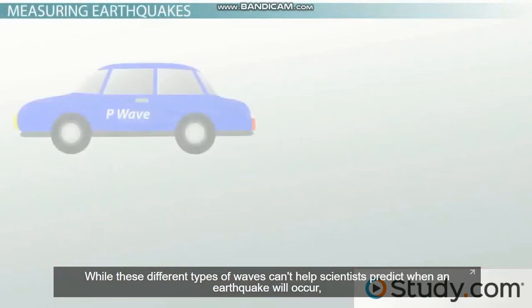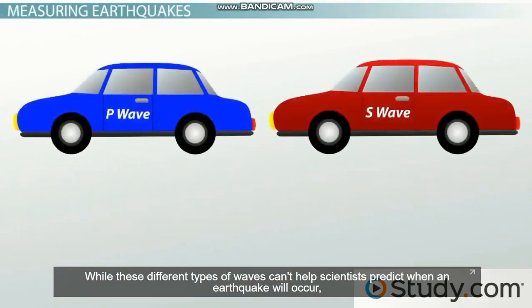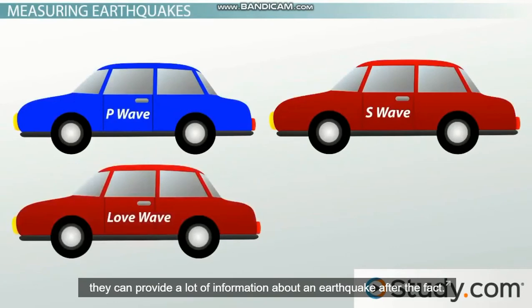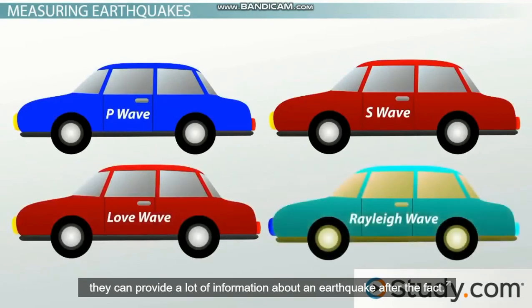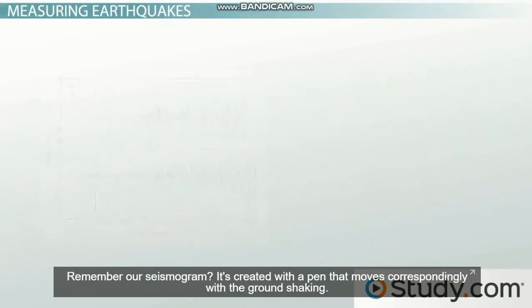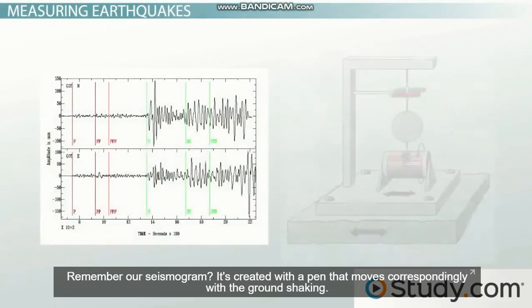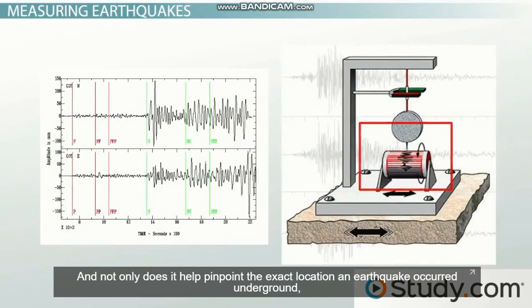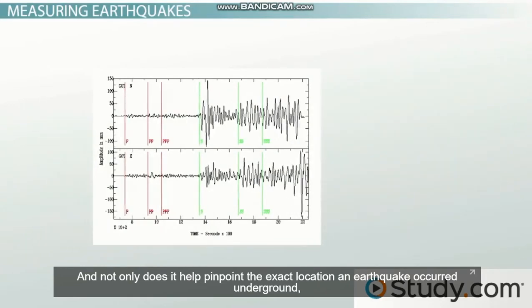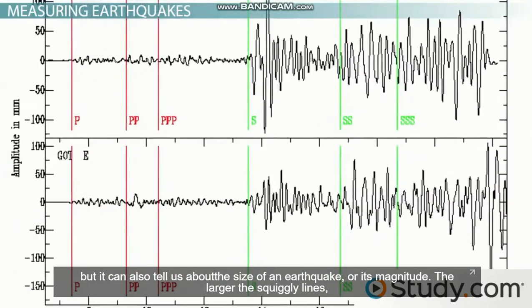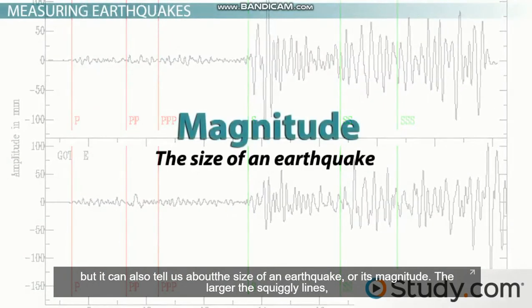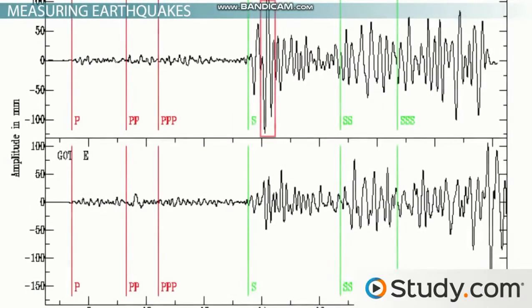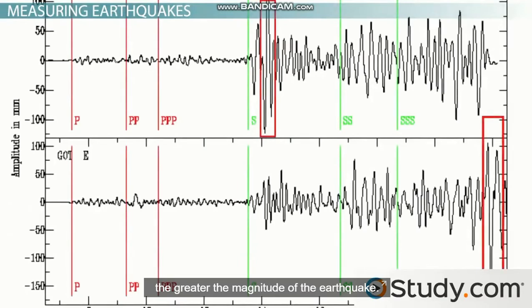While these different types of waves can't help scientists predict when an earthquake will occur, they can provide a lot of information about an earthquake after the fact. Remember our seismogram? It's created with a pen that moves correspondingly with the ground shaking. And not only does it help to pinpoint the exact location an earthquake occurred underground, but it can also tell us about the size of an earthquake or its magnitude.